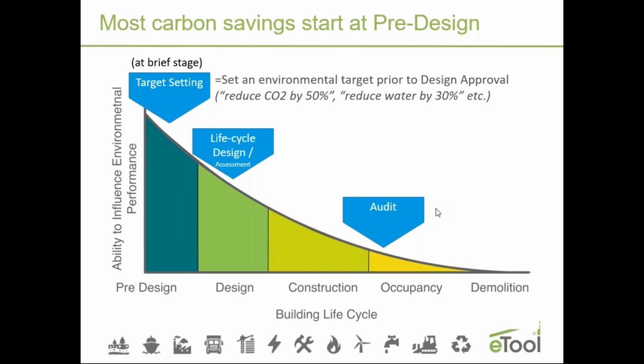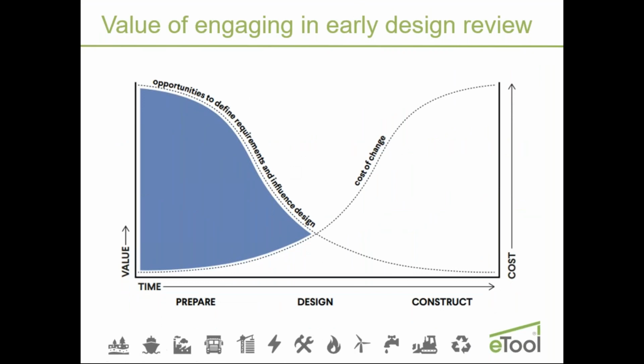So although we provide LCA software to produce your LCA reports, we see ourselves more as a design tool than anything. As you can see on this graph here, the ability to influence the environmental performance really should be at pre-design stage. The further you go through the design stages, the more the cost potential goes up in the project as well. So it really is important to get in there in the early stages to influence the design and the sustainable impacts that the building will have.